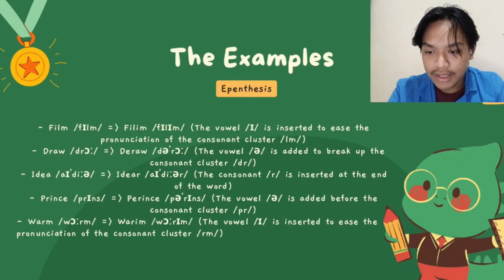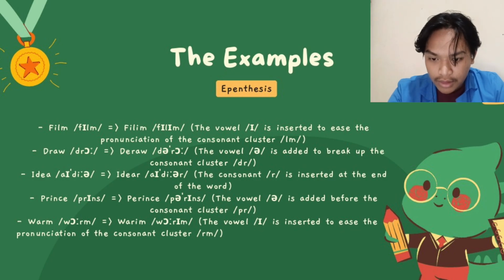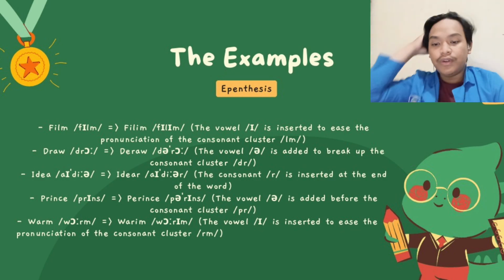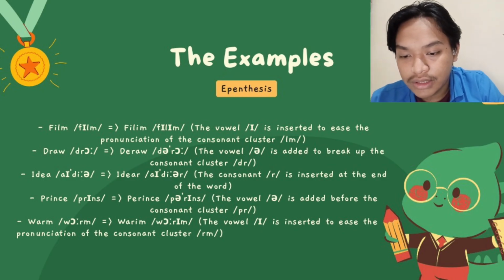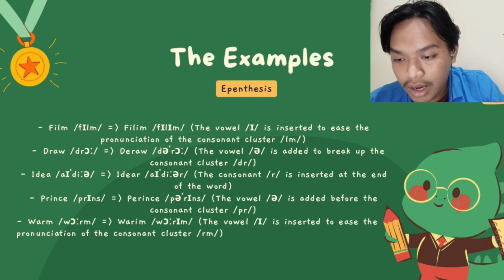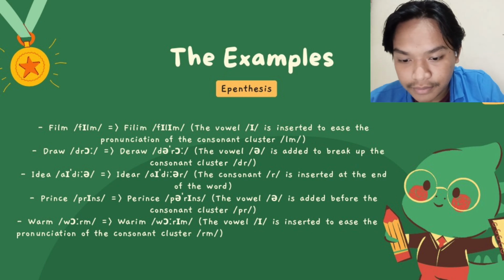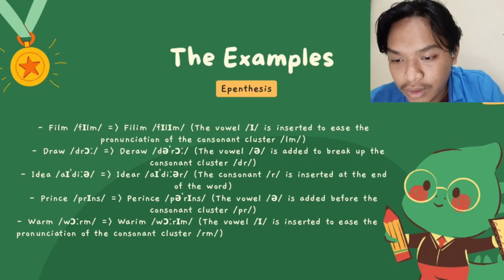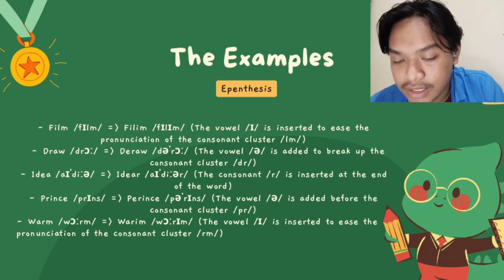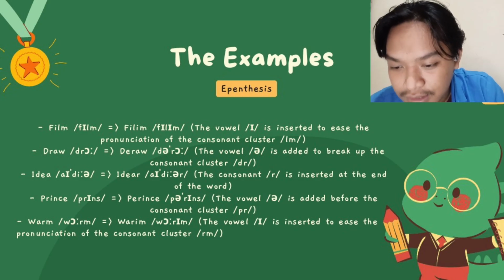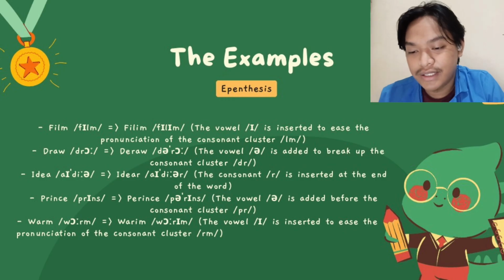Okay, the example of epenthesis. A vowel is inserted to ease the pronunciation of the consonant cluster. A vowel is added to break up the consonant cluster. Idea, range, and warm. One example of epenthesis is the word film pronounced as filum. The added vowel helps break a consonant cluster. Another example is adding a sound to make pronunciation smoother. In our case, the meaning of the word stays the same.